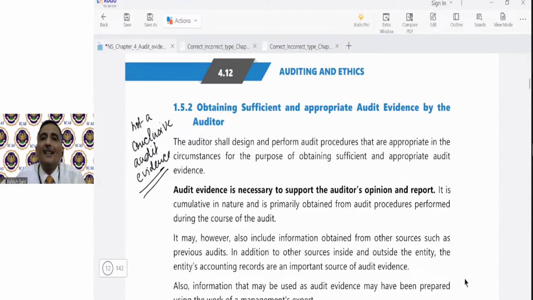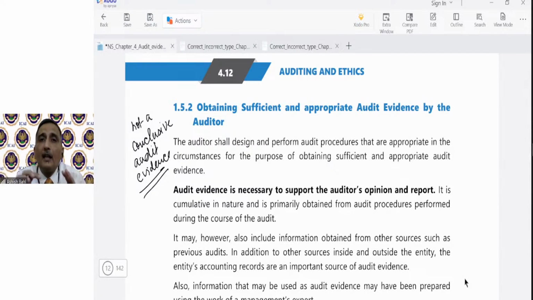But it is convincing evidence. It is persuasive evidence. So these terms, students, you have to get understanding of these terms, that an auditor obtains sufficient appropriate audit evidence. By sufficient appropriate audit evidence, we mean that evidence should be sufficient, it should be of such quantity which is needed, and it should be qualitative.